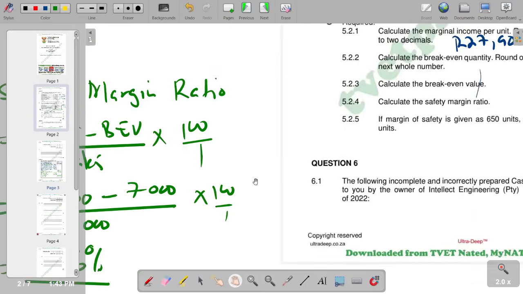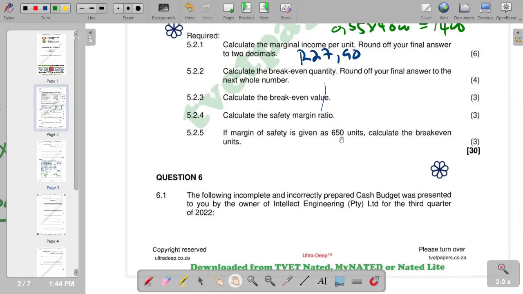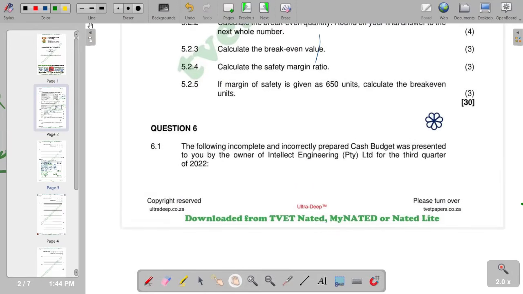So we go to the last part, which says if margin of safety is given as 650 units, calculate the break-even units. Obviously, to get the break-even units, you say your sales minus your margin of safety. Remember, our sales number of units is 1,000 units. Then you subtract your margin of safety. So 1,000 minus 650. When you do that, you get your answer is 350 units. So that becomes your final answer.